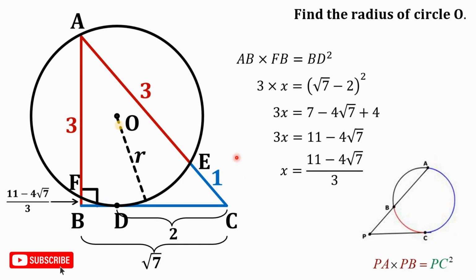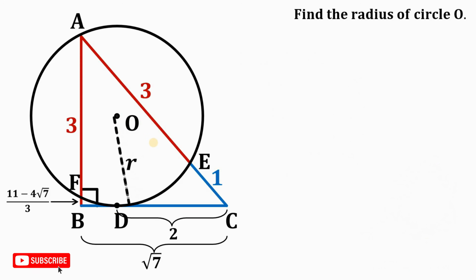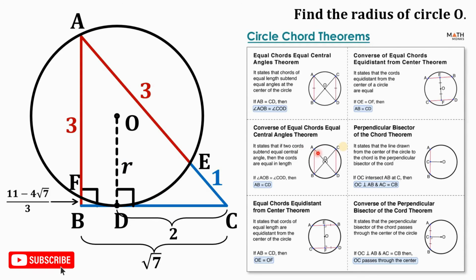Now, let's focus on the question. What we need is to find the radius of the circle O. To find the length of the radius, we connect the point of tangency D and the center O. Again, this is just the length of the radius of the circle. And we know this OD is perpendicular to segment BC. We need one more concept to find the length of this radius R. And that concept is the perpendicular bisector of the chord theorem.